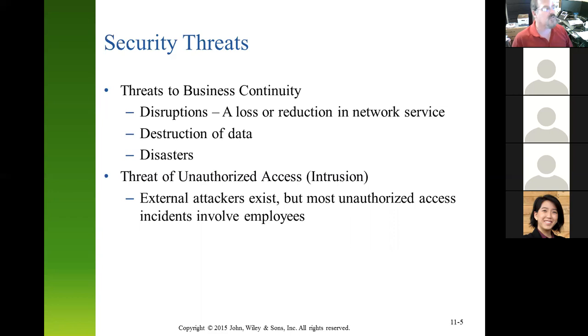Threat of unauthorized access, AKA intrusion. So we call all unauthorized access, the generic term for that is intrusion. It's not always external hackers. In fact, most unauthorized access, most intrusions involve employees. Why do you think that is, guys? Why do you think employees are the ones that companies are having to watch the most?